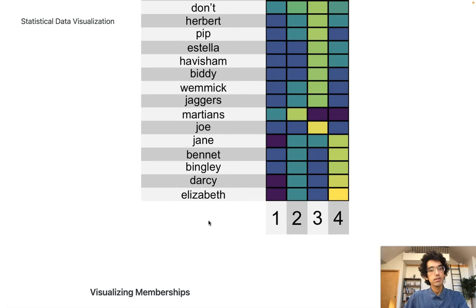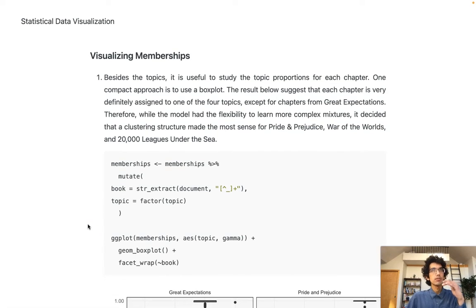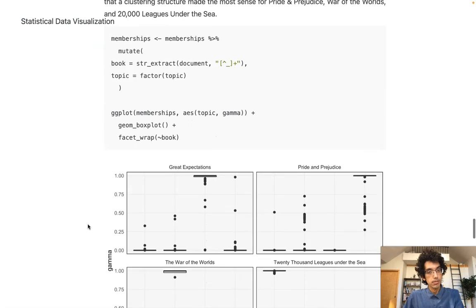Let's move on to visualizing memberships. Remember, what are the memberships? For every single sample, every single document, you have some probability distribution over the topics. Like document 1 is a mixture where you are mostly topic 1 and a little bit of topic 2 and maybe none of topic 3 and 4. Okay, so that's the raw output. Let's think about how you can visualize it. A very compact way to visualize is just to use a box plot.